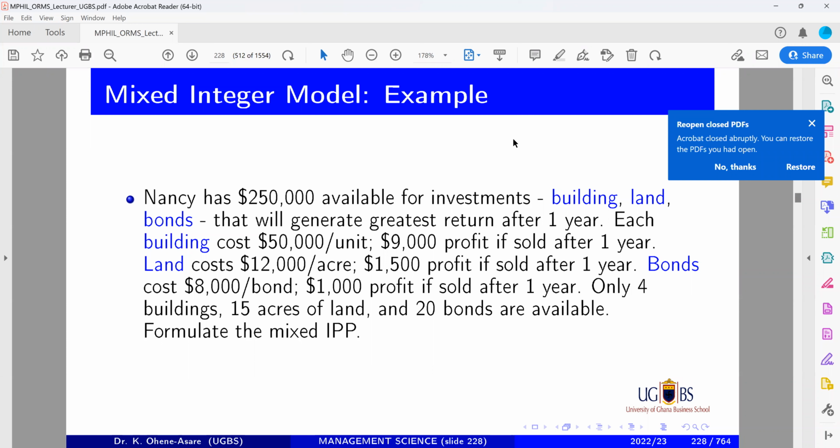Yeah. So Nancy has $250,000 to invest in building, land, and bonds. I'm not going to formulate this. I'm just going to ask you to tell me which one is binary, which one is integer, which one is non-negativity. Building, land, bonds. Which one will carry non-negativity constraints? Which one will carry binary constraints? Which one will carry integer constraints? That is pure integer constraints. Tell me, which one will carry what?